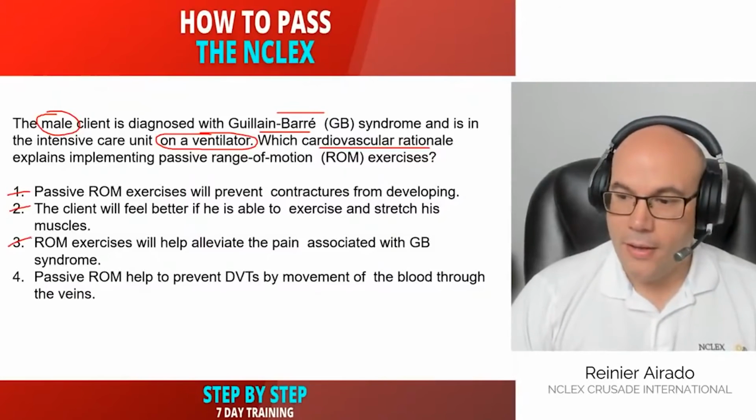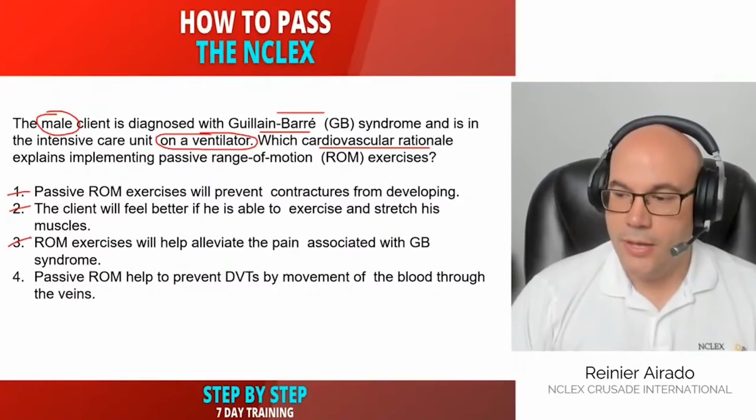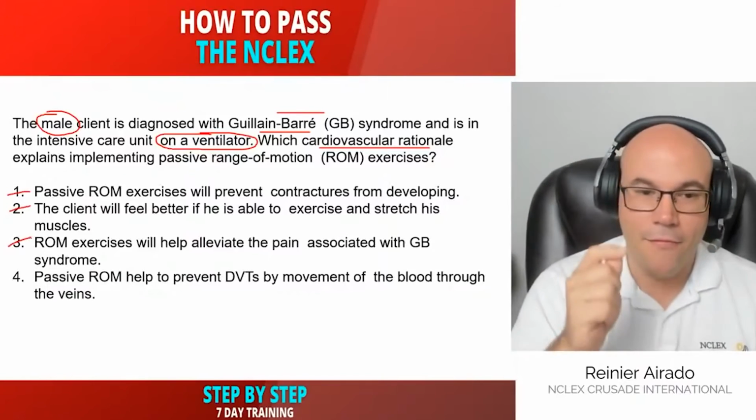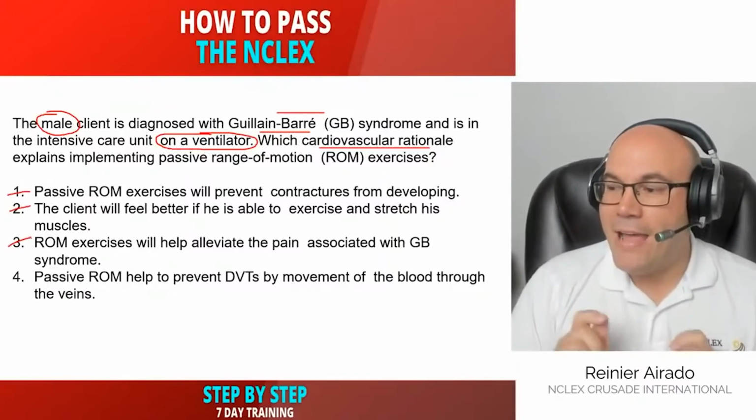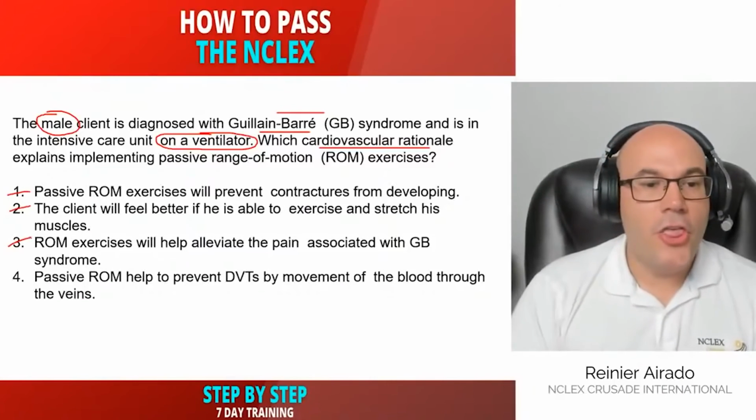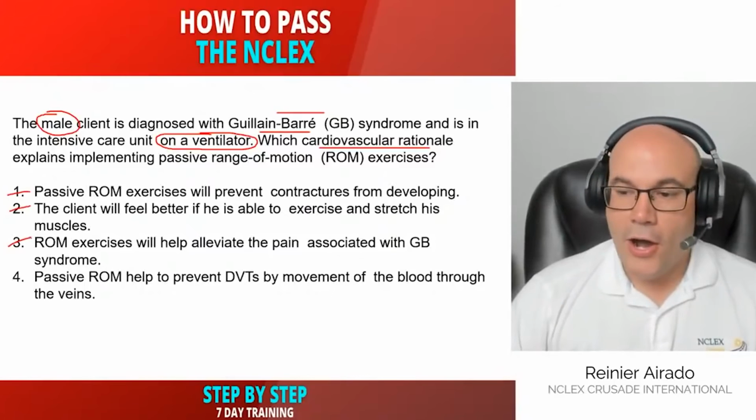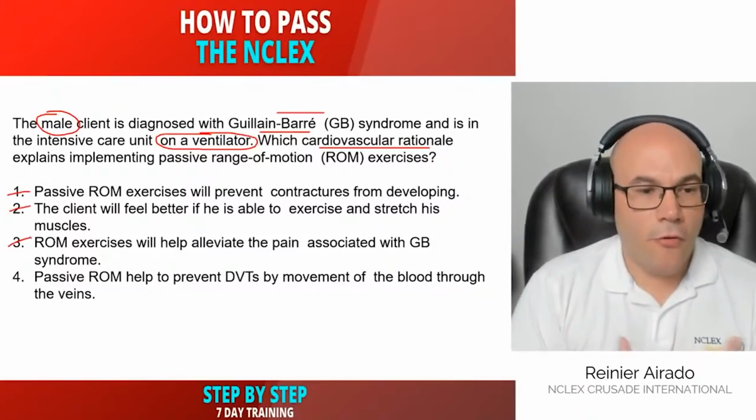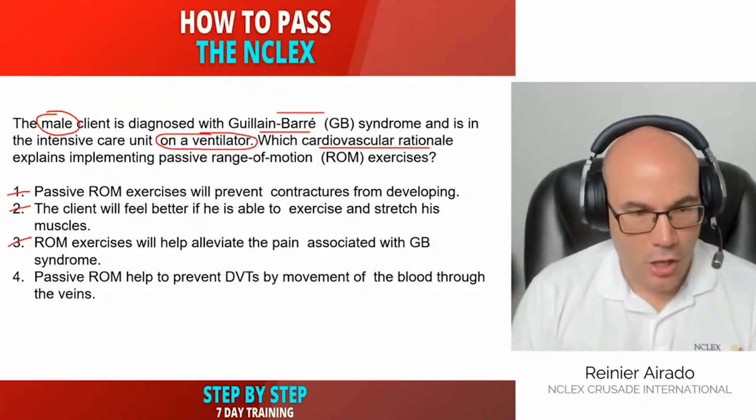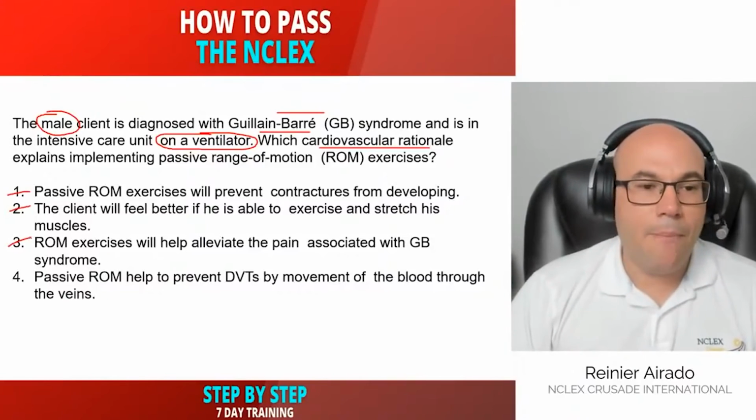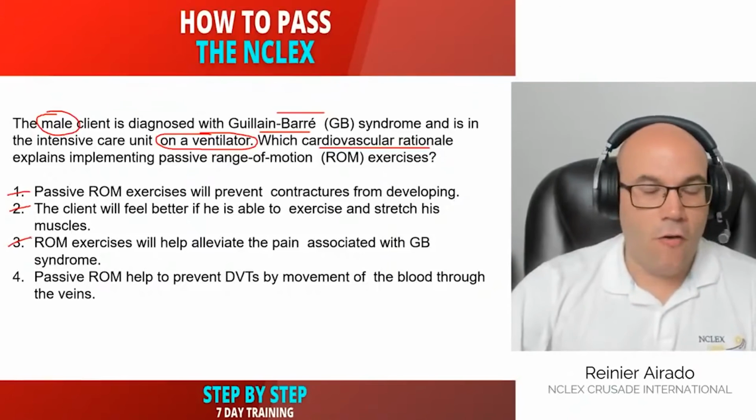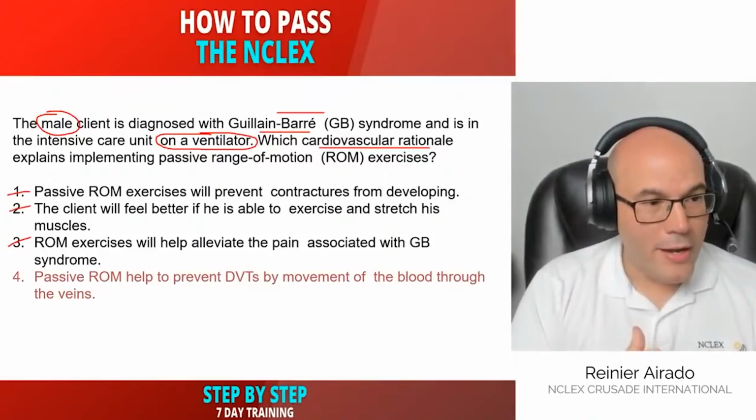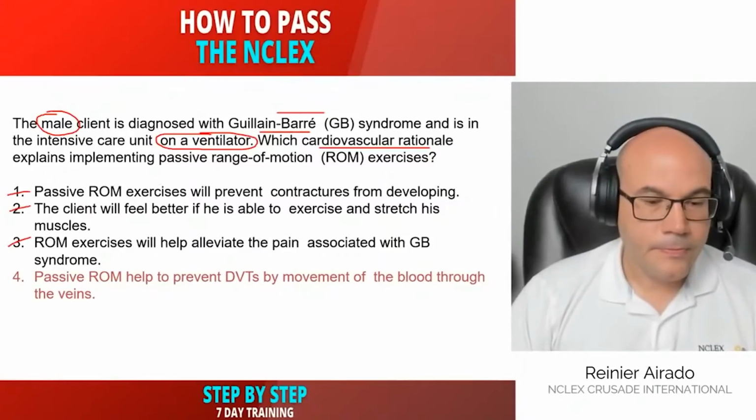Answer number four, passive range of motion helps to prevent DVTs, deep vein thrombosis, by movement of the blood through the veins. So, are we talking about the cardiovascular system? Is number four a cardiovascular rationale of why we will be implementing passive range of motion? The answer is yes. So answer number four is the correct answer.